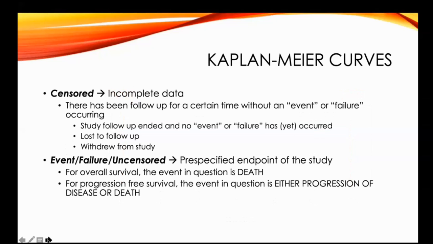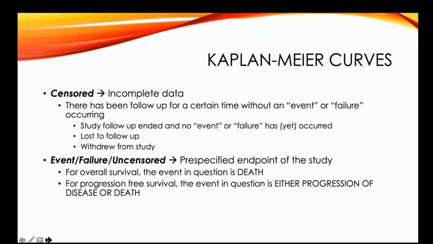Here's a further explanation of censored and event or uncensored data. Censored data is incomplete data. Data is censored when there's been follow-up for a certain period of time without an event or a failure occurring. Data can be censored if study follow-up has ended and no event or failure has yet occurred, if the patient is lost to follow-up, or if the patient withdrew from the study.